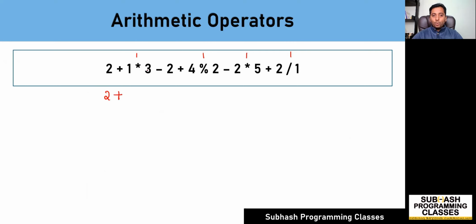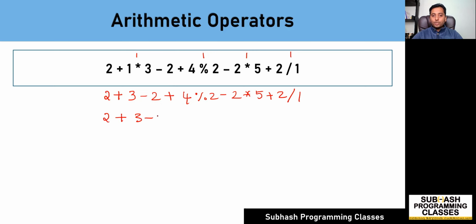2 plus 1 multiplied by 3 is 3. As you can see, I have evaluated this, and then keep the rest as it is: minus 2 plus 4 modulo 2 minus 2 multiplied by 5 plus 2 divided by 1. So this is the resultant expression. Now in this expression, I will have to evaluate modulo because this is the operator which comes first from left to right. So again, let me evaluate it.